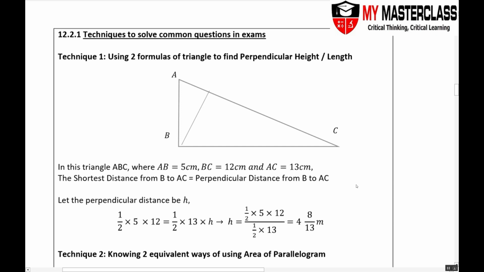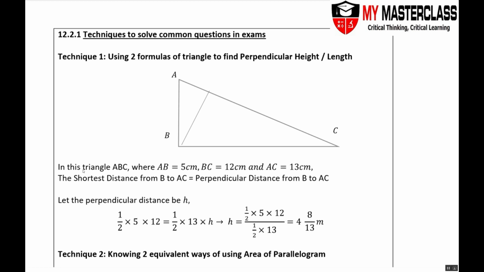Okay, so just now we looked at the different formulas for area as well as perimeter for the different figures that you need to know. Okay, so let's go into some example questions where you need to make use of some techniques to answer the questions. First technique: using two formulas of triangle to find perpendicular height or length.